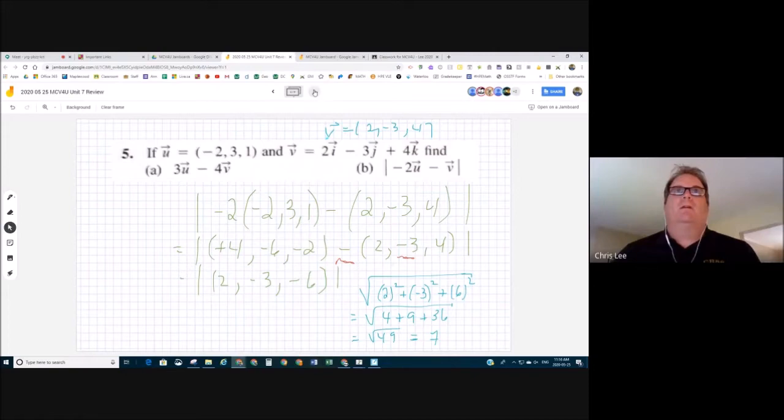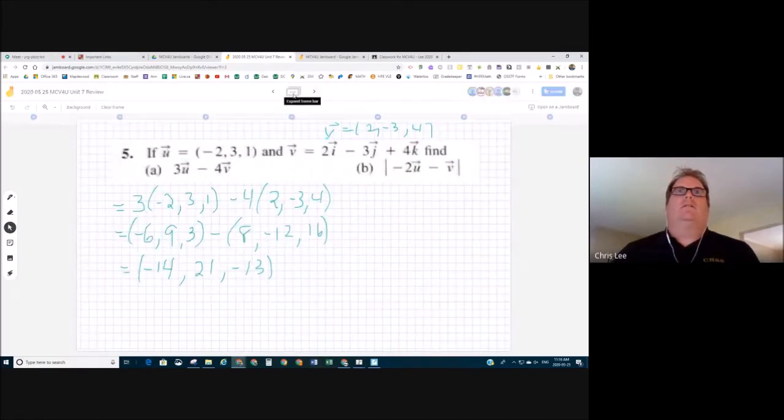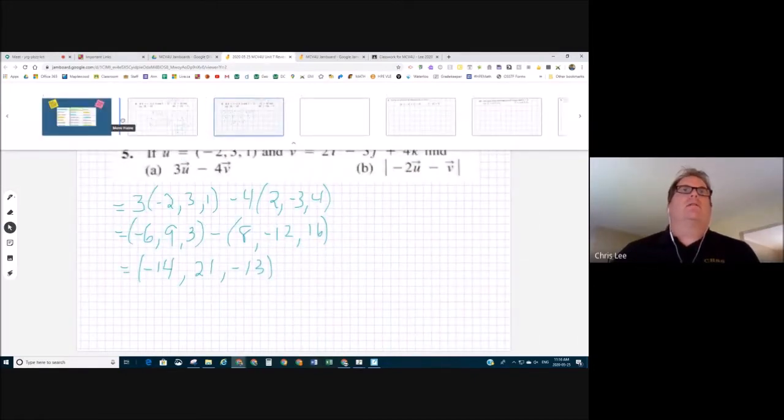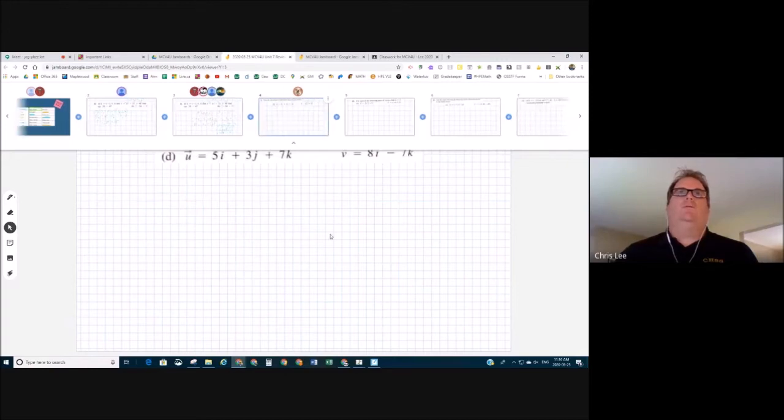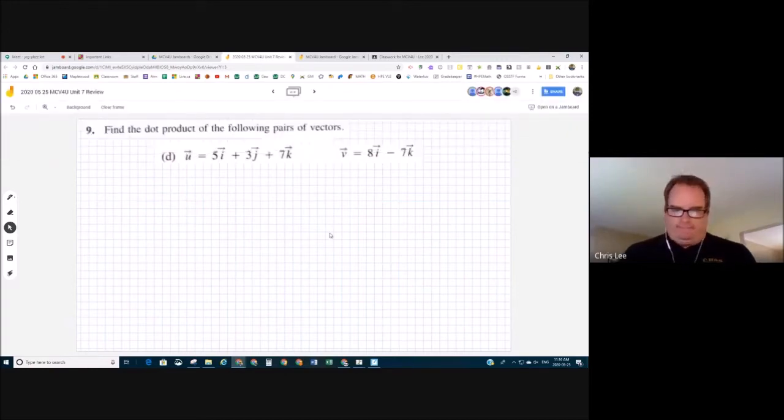All right, so let's move on. I just get those backwards. So there's 5A, and I'll delete this one, and we'll move on to number 9. I know these are out of order, but I'm doing them as they would appear on your test. So the U vector, we've already seen something like this. The U vector is 5i, so we would write the components as 5, 3, and 7.